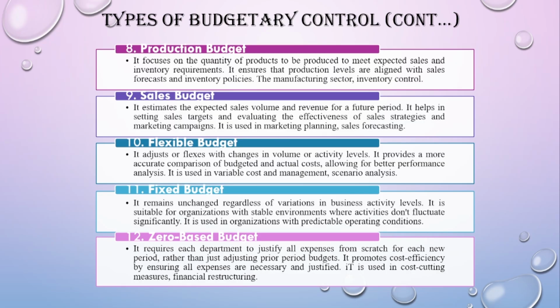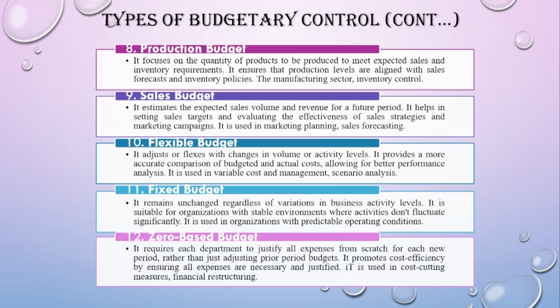Another type of budgetary control is called the fixed budget. It remains unchanged regardless of variations in business activity levels. It is suitable for organizations with stable environments where activities don't fluctuate significantly. It is used in organizations with predictable operating conditions.